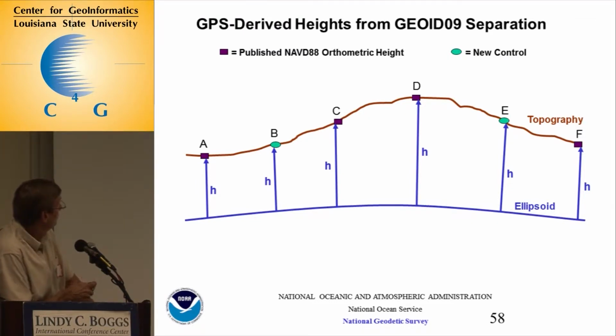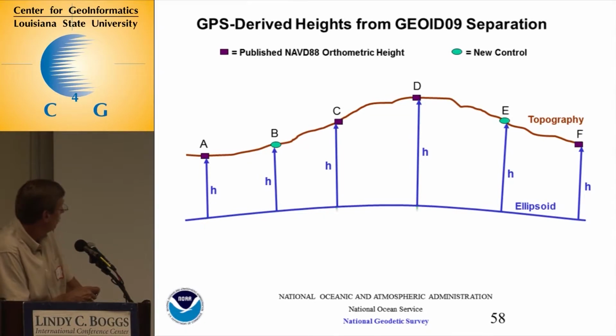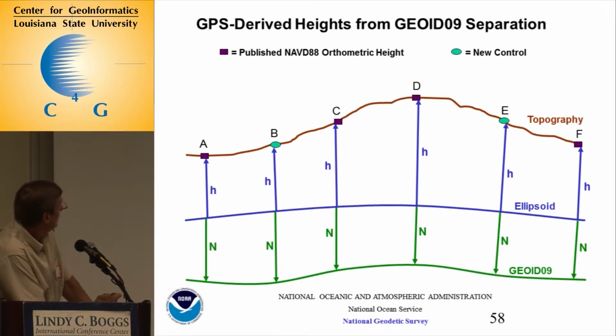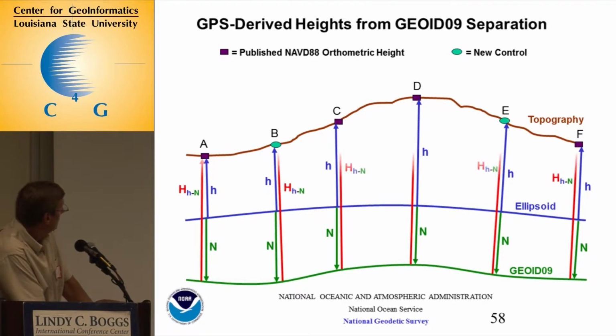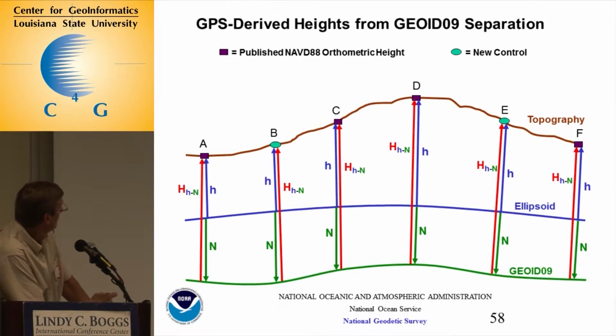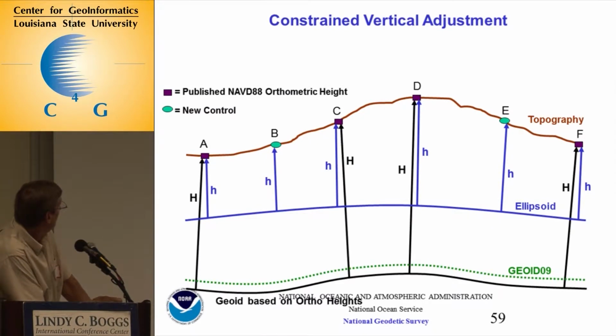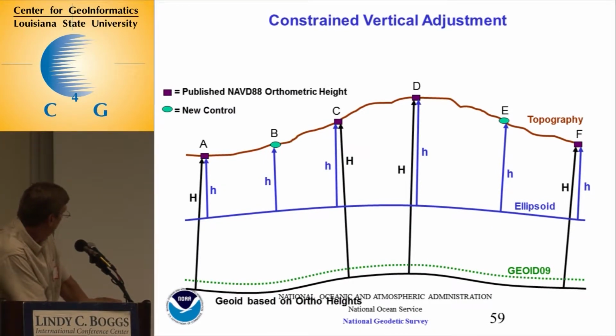GPS-derived orthometric heights. I think we explained this. I want to just show what's happening when you're doing an adjustment. Remember, you've got Geoid 09, you've got an ellipsoid, and basically you have an orthometric height. Okay? And this is the published NAVD 88 height, new control. Now, if you do a constrained adjustment on this, you can see the geoid-based orthometric heights are down here. It doesn't fit exactly.